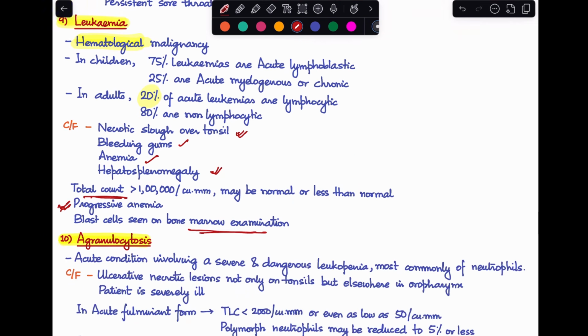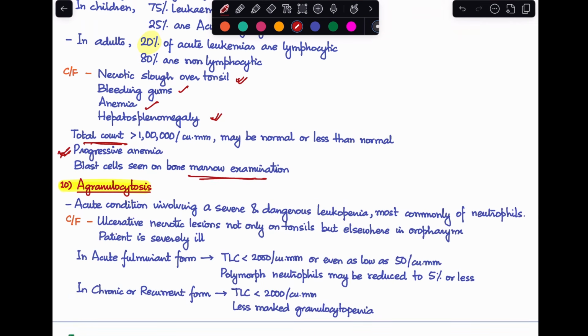And last of all, our last differential diagnosis is agranulocytosis. Now, what is agranulocytosis exactly? This is a very acute condition which involves a severe and dangerous leukopenia, which is a reduction in the leukocytes, and this most commonly affects the neutrophils. Clinically, you will see ulcerative necrotic lesions not only on the tonsils but elsewhere in other parts of the oropharynx as well. And the patient will be very severely ill.